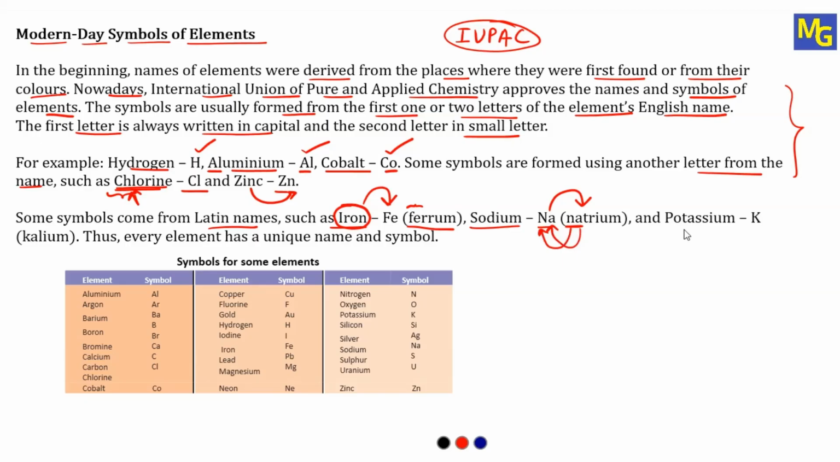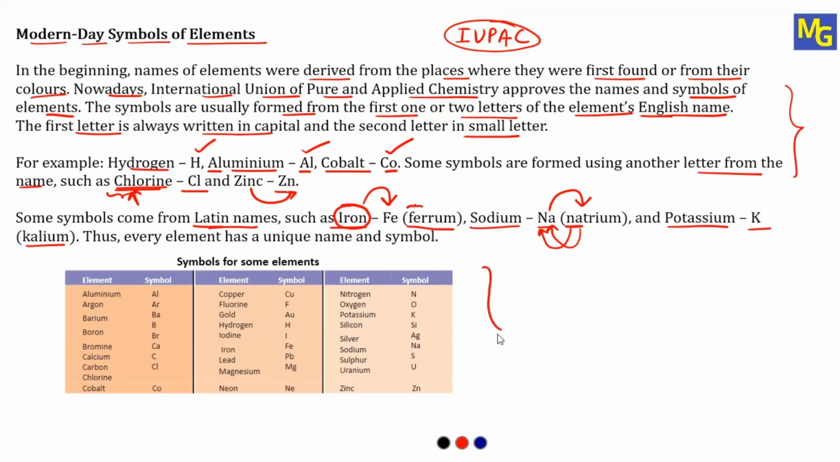There is one more element, that is potassium, but we are using the symbol K because K comes from the Latin name Kalium. So we are using only one letter, that is why K is capital. So for some of the elements we are using letters from their Latin name. For the majority of the elements we are using letters from their English name. So remember this. As I told, if you are using one letter, it should always be capital. If you are using two letters, the first should be capital and the second should be small.